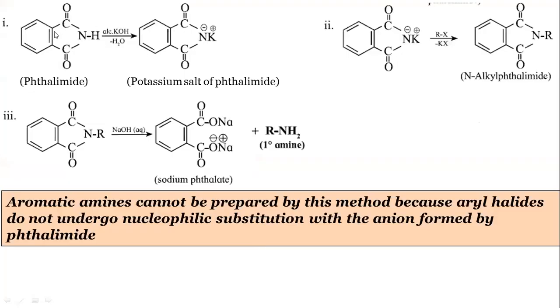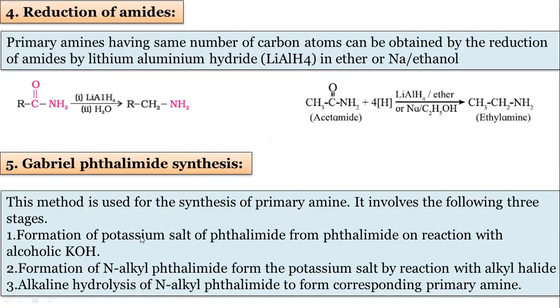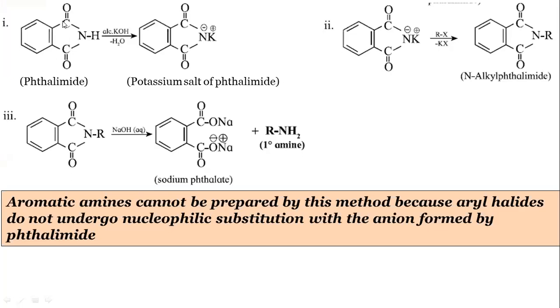I will explain side by side. This is phthalimide. It is an amide, because the NH group is there, NHCO, and this is also CO. So what is happening in the first step? Formation of potassium salt of phthalimide from phthalimide on reaction with KOH. See, KOH reacts with phthalimide first, and we get the potassium salt of phthalimide. This is N minus and this is K plus. This is the potassium salt of phthalimide. So this is step number 1.